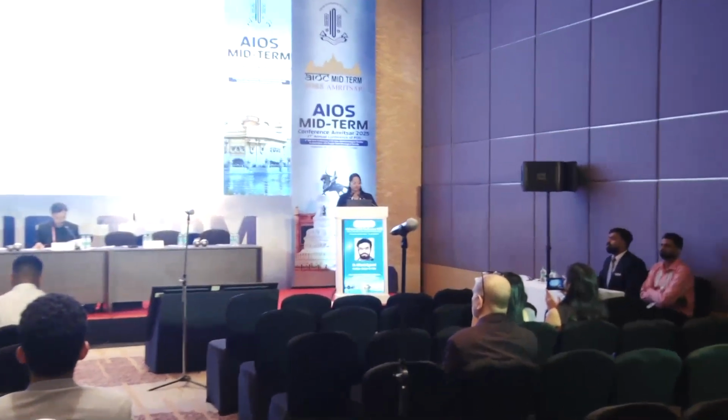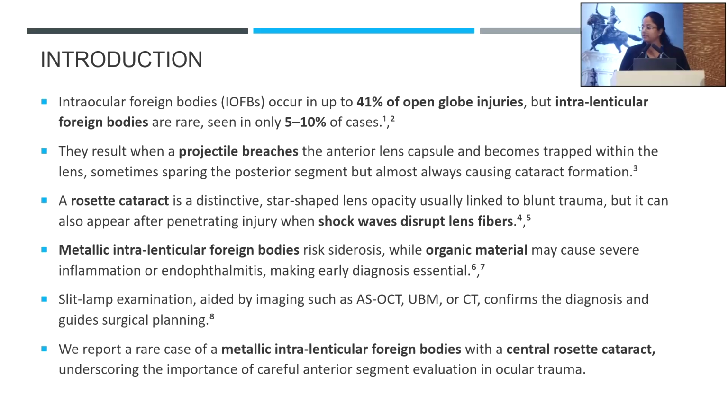So, the topic is Rosette at the Core, a case of intraocular foreign body. Hello, good morning, everyone. Intraocular foreign bodies occur in 41% of open globe injuries, and intralenticular foreign bodies are rare, in only 5 to 10% of cases. This results when the projectile breaches the anterior capsule and becomes trapped within the lens, sometimes sparing the posterior segment, but almost always causing cataract formation.